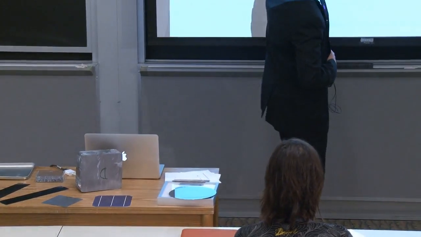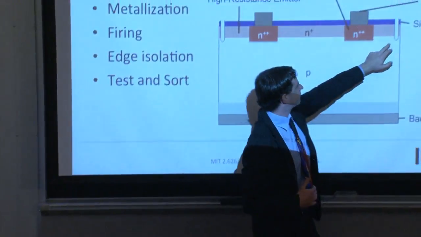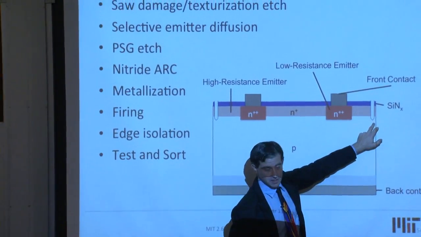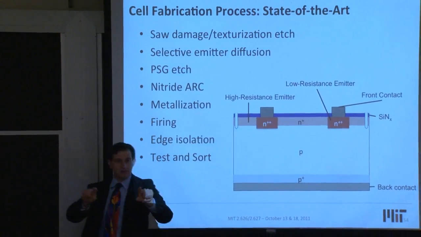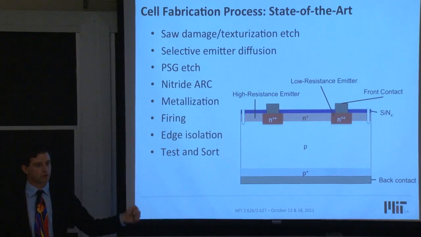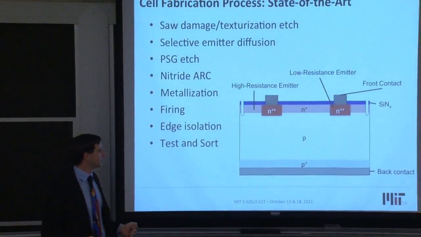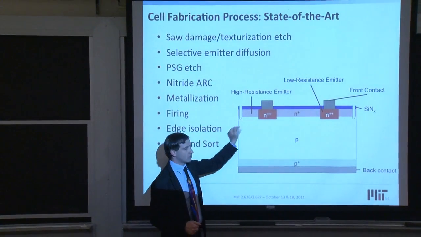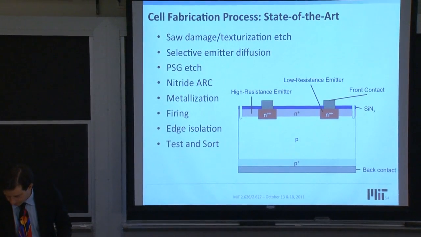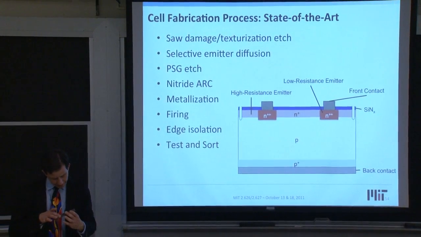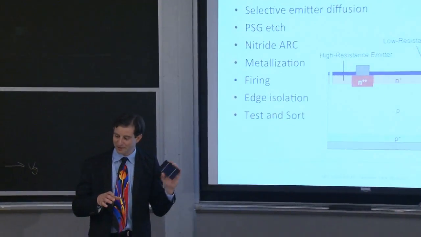So on the edge here, we have edge isolation. And what this is doing is preventing shunting pathways from going around to the back. So it's preventing the emitter from being able to make electrical contact to the backside of the device. And this is typically done by inserting a trench, a laser-based trench, it must be on the order of 0.5 millimeter from the edge.